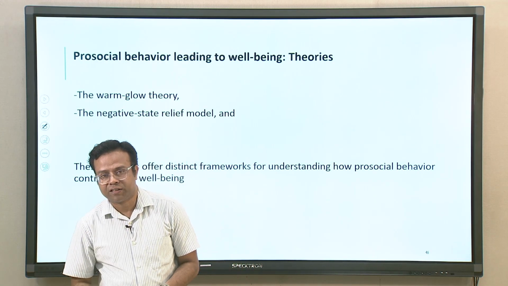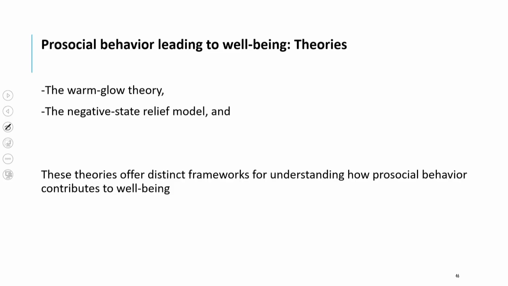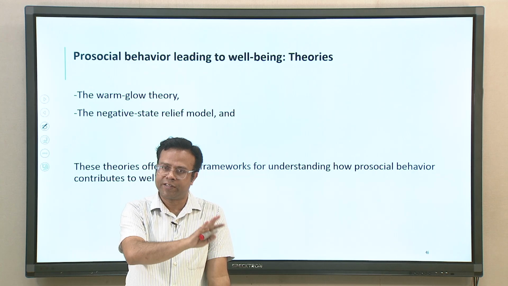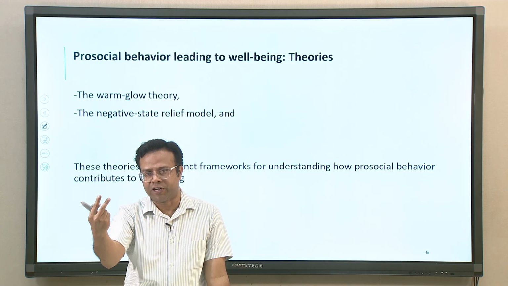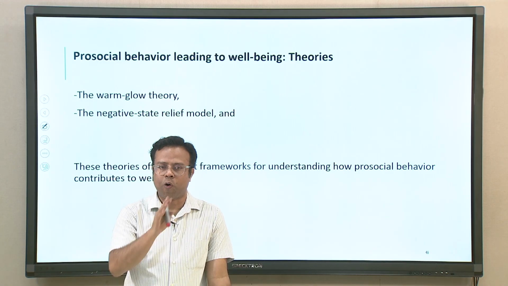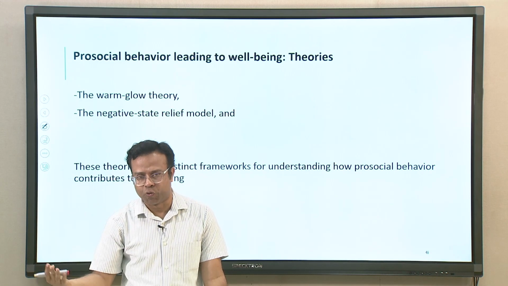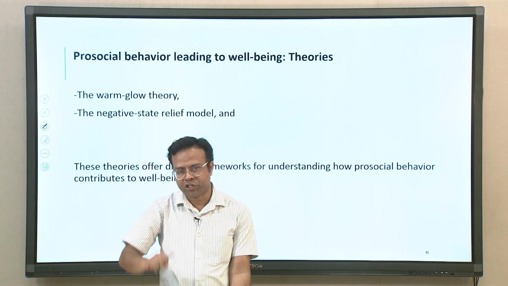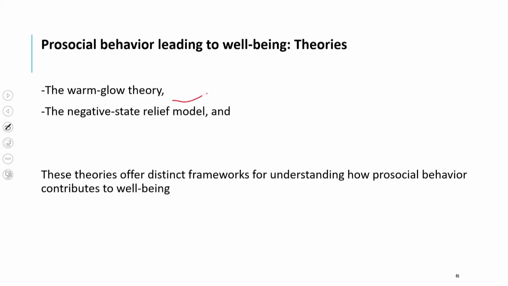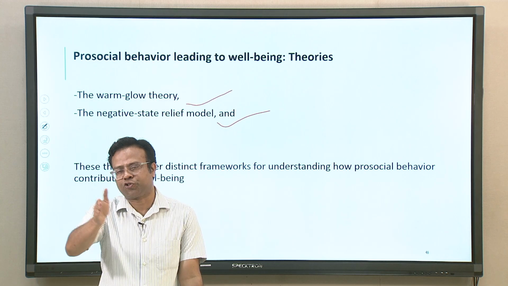Let us look into some of the theoretical concepts which can explain why prosocial behavior leads to well-being. Empirical evidence already showed that there is a positive relationship between prosocial behavior and well-being. Now, let us see some of the possible theories that can explain why prosocial behavior increases well-being or indicators of well-being. Two theories will be discussed in this context. One is called warm glow theory, another is the negative state relief model.